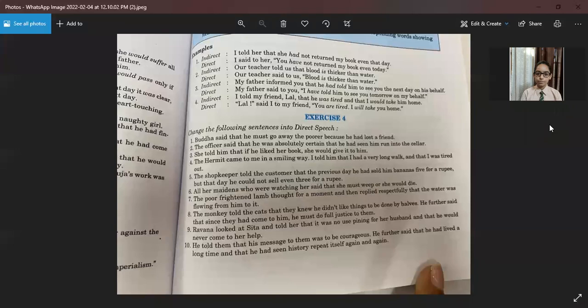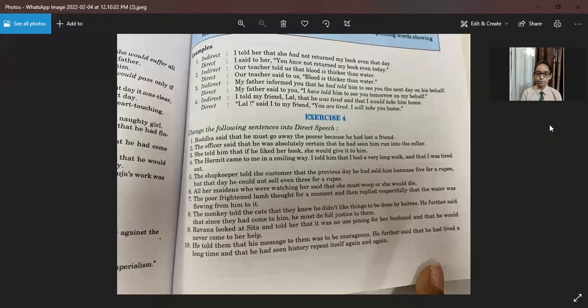Next. The hermit came to me in a smiling way. I told him that I had a very long walk and that I was tired out. How will it be changed? You can start it in this manner. The hermit came to me in a smiling way and I said to him, comma, inverted comma, start. "I have had a very long walk and I am tired out." A bit confused it was. Okay, so now fine. Next.